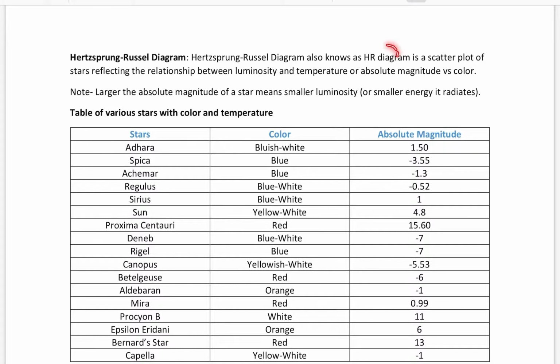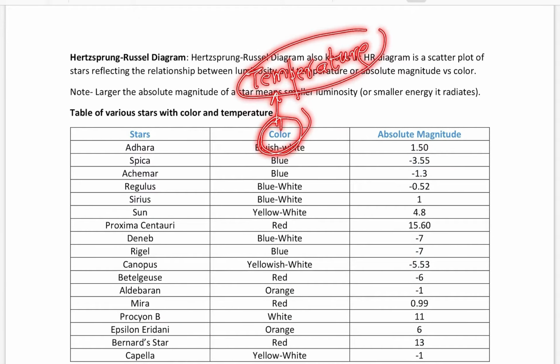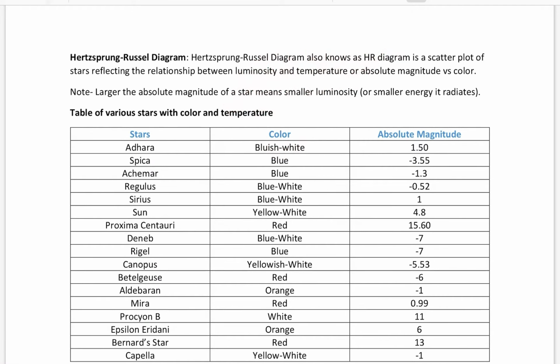Again, the HR diagram is simply a plot of a star's temperature and luminosity, or the color and the absolute magnitude. The color of the star is directly linked with the temperature of the star. So if we know the color, then we can tell the temperature of the star, or if we know the temperature, then it should have a particular color, or it emits more light at a particular wavelength.